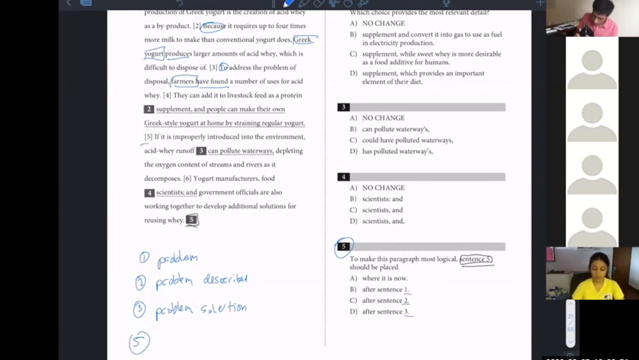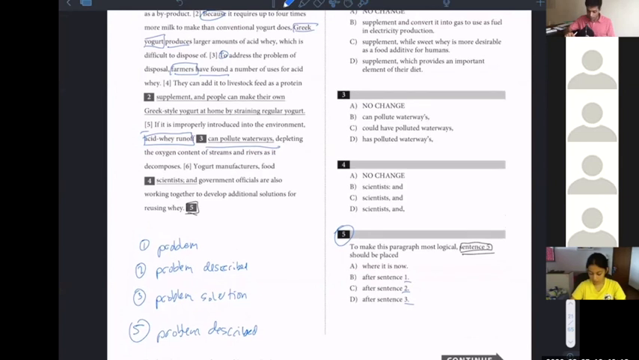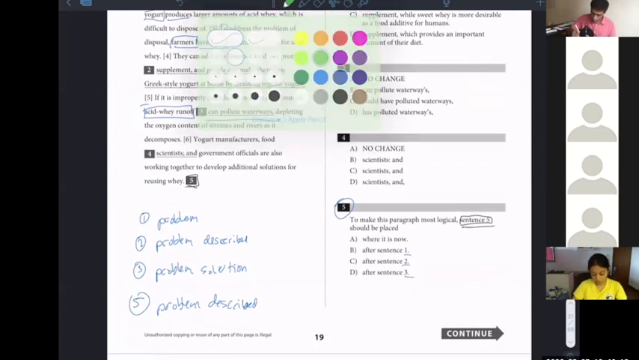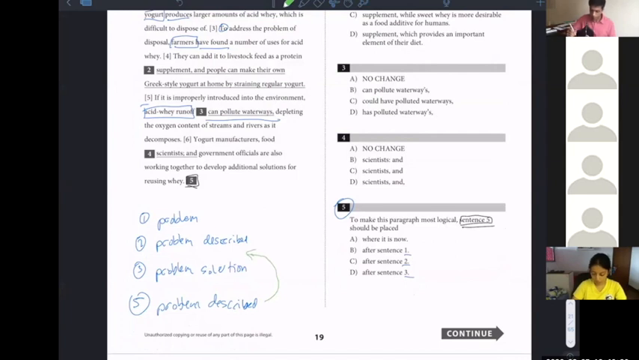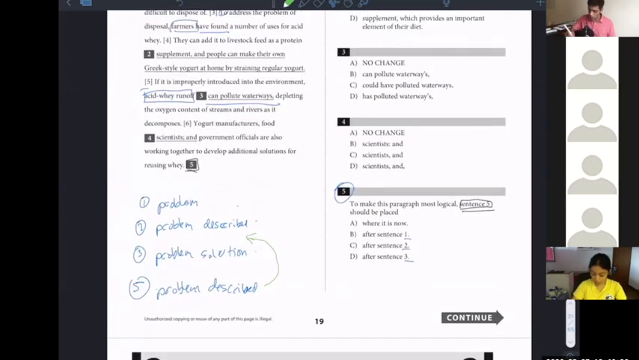If it is improperly introduced into the environment, acid whey runoff can pollute waterways, depleting the oxygen content. So here this is more problem described. Okay, so if you look at this, you should be able to see that problem described would go in here. So you have to have problem described, and then problem solution. So this is one approach of doing this. So the correct answer is C.